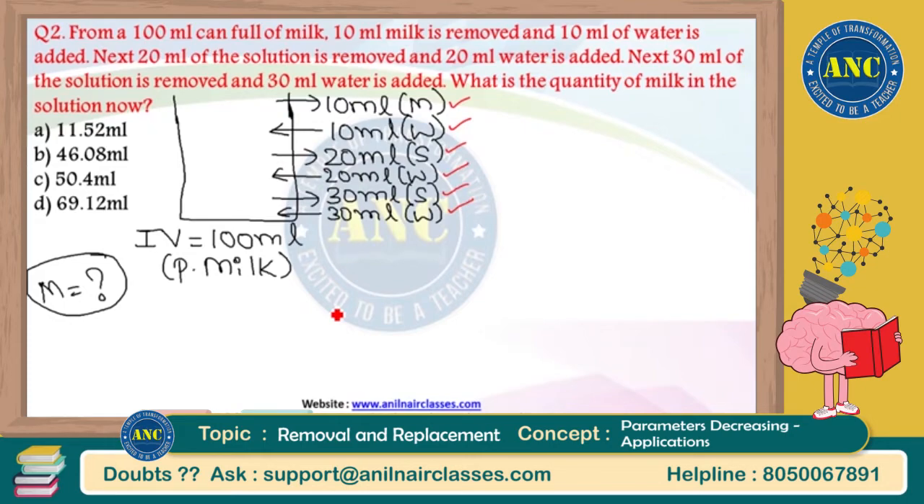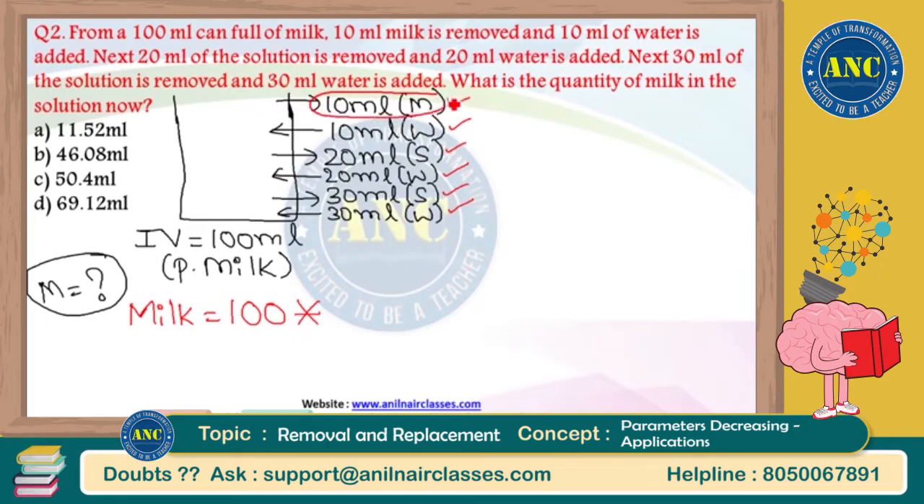methodology. The method says, always work with the parameter which is decreasing. Now, the decreasing parameter in this question also is milk. I am finding the final volume of milk. Initial volume of milk is 100. Write down that 100. Same logic, sir.